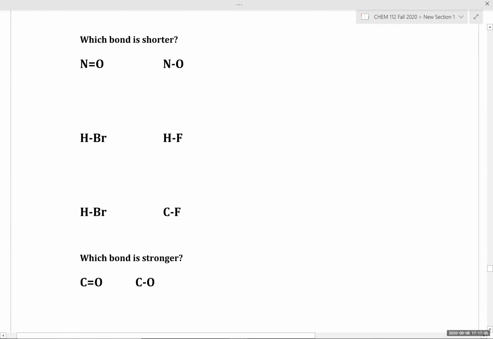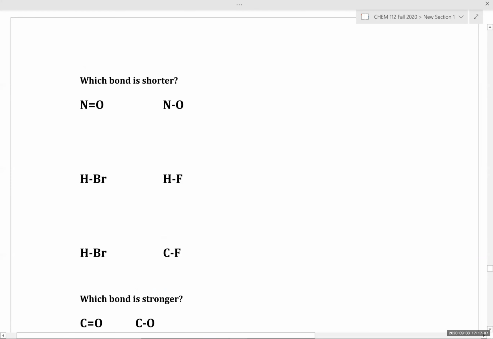So let's try, and I'll do the first 3 examples, you do the next 3, and let's try to indicate which bond is shorter. In this case, we're comparing a single bond to a double bond. The double bond is always going to be shorter than a single bond for the same set of atoms.